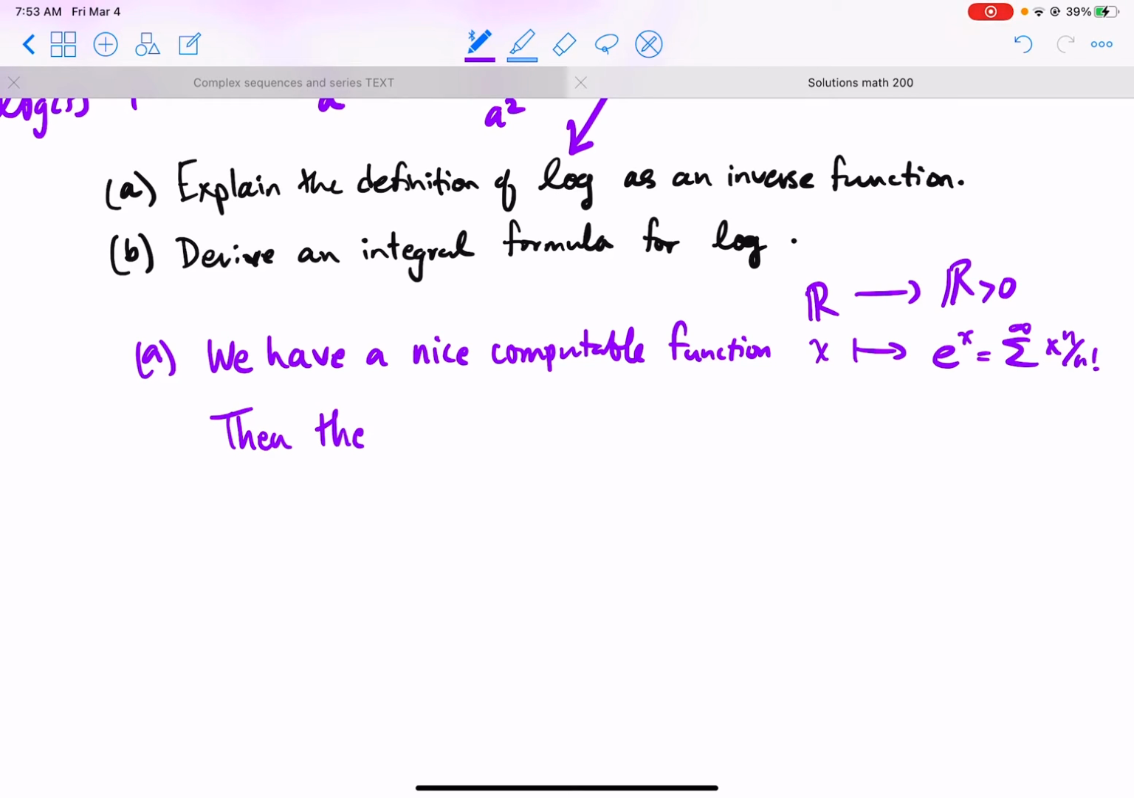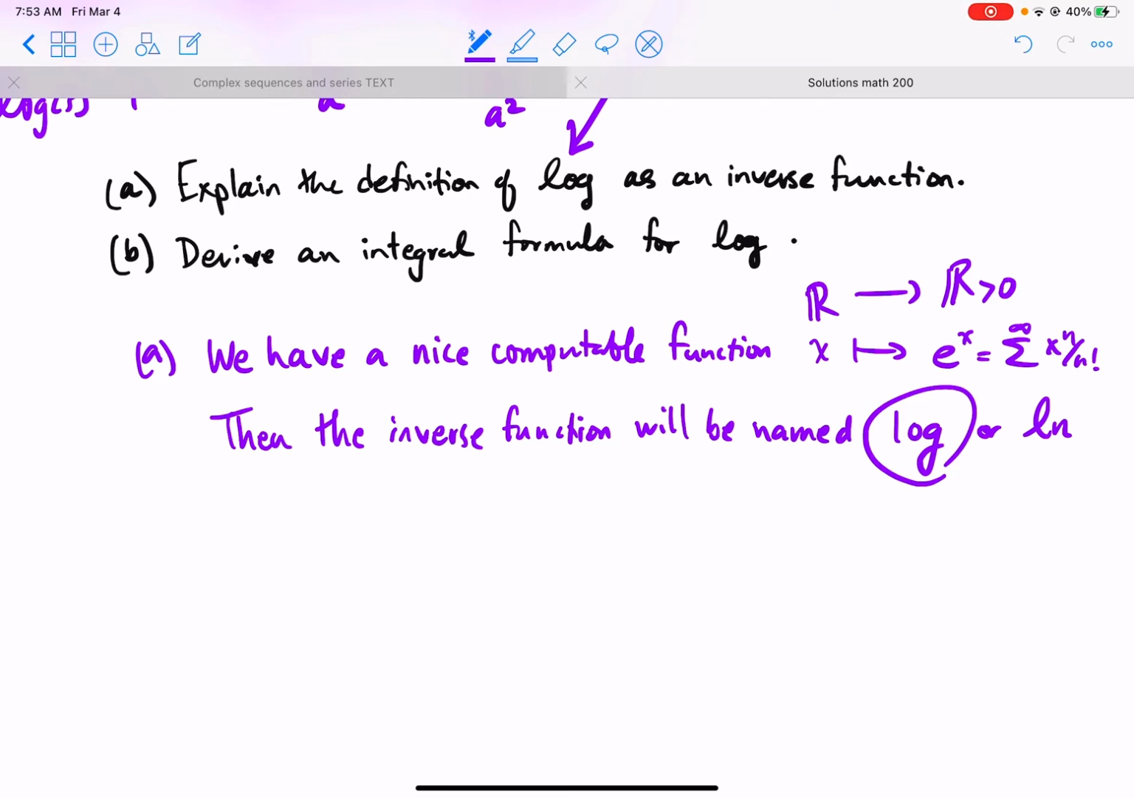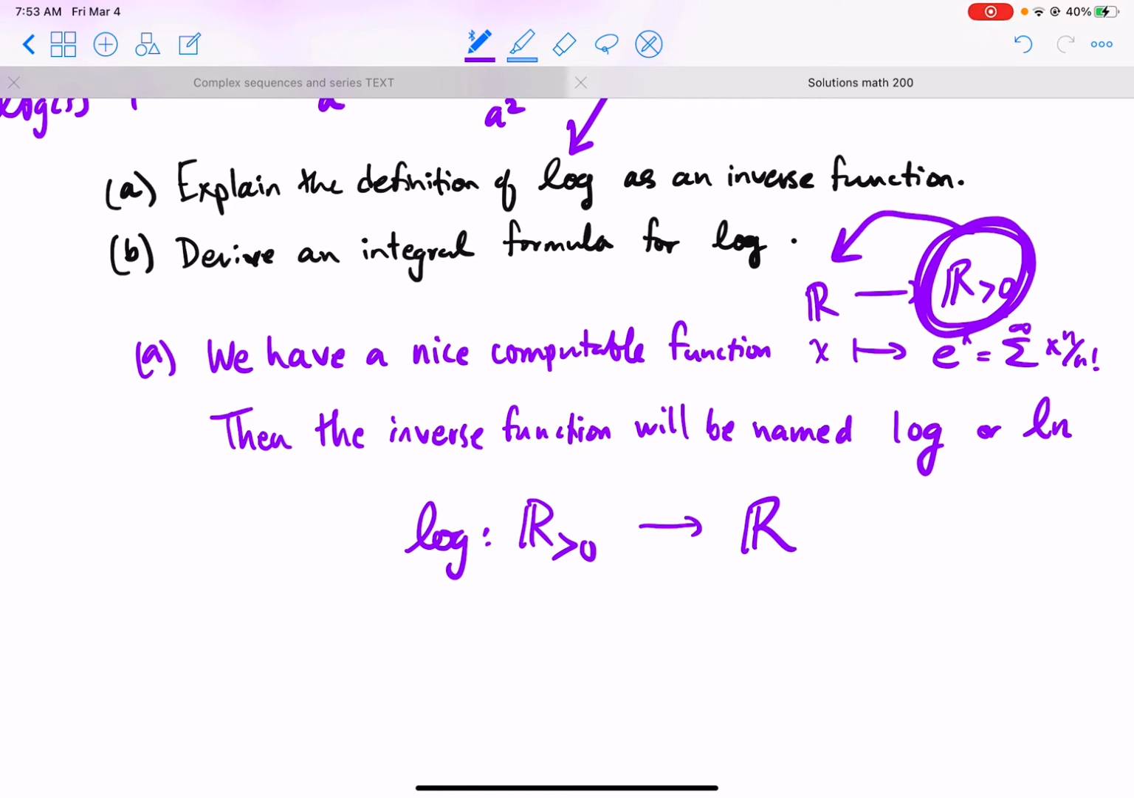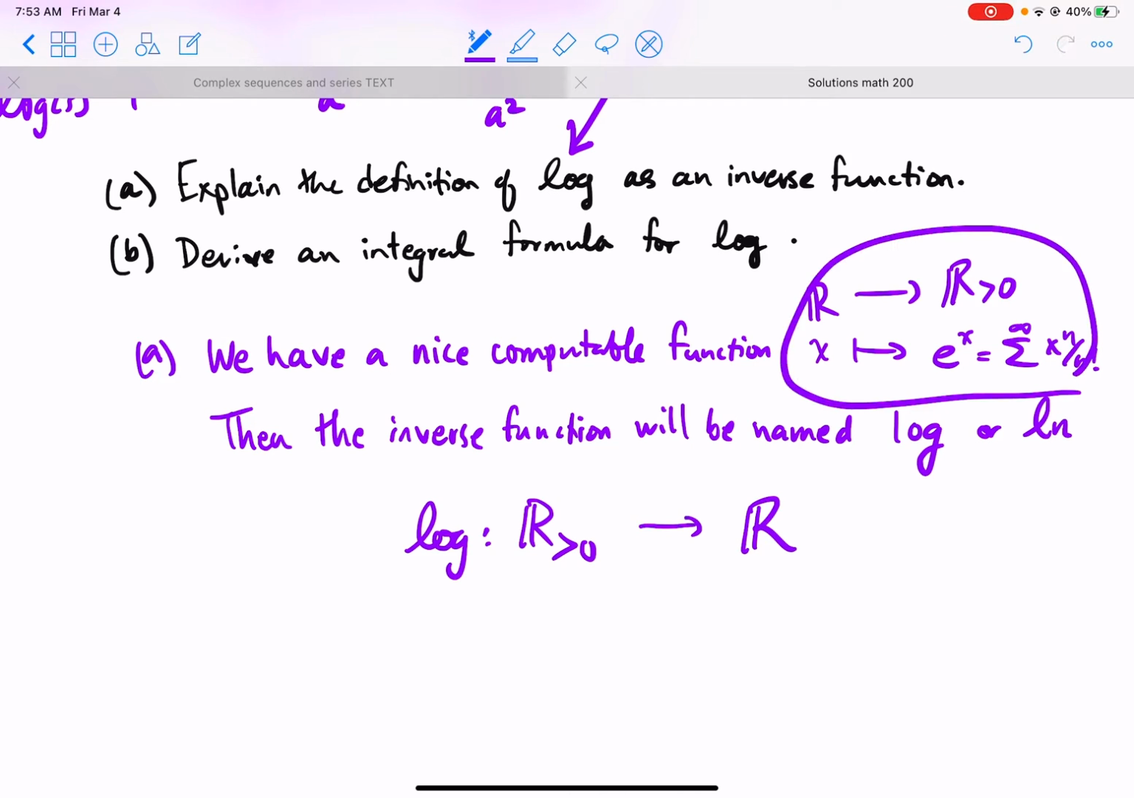Then the inverse function will be named, well, we're just going to create a name for it. We're going to create the name log, or ln. I just like writing log. And what does log do? Well, log takes a positive real number and spits out a real number, right? It goes from the outputs back to the inputs. It undoes this function. So it has to start here and go there.